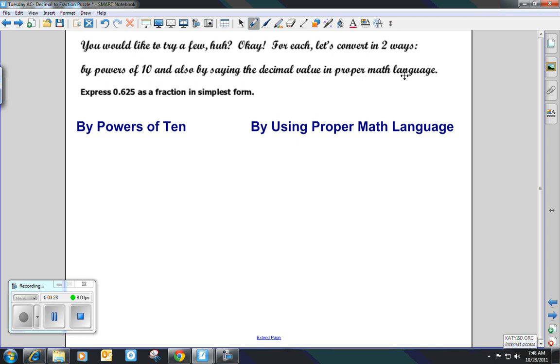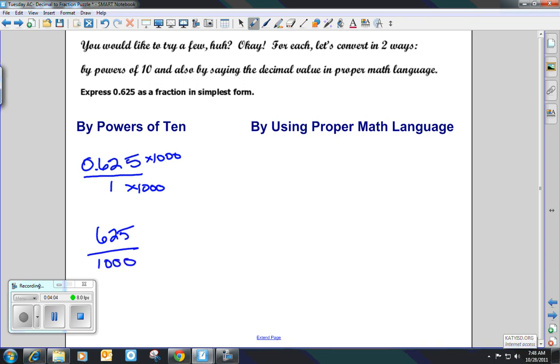If I have 0.625 and I want to change it to a fraction, I'm going to put my decimal over 1. Now, I need to move my decimal 1, 2, 3 times. So I'm going to multiply times 1,000 because it has 3 zeros. That means it will move my decimal to the right 3 times. So I'm going to multiply times 1,000 here, and I'm going to get 625 over 1,000.